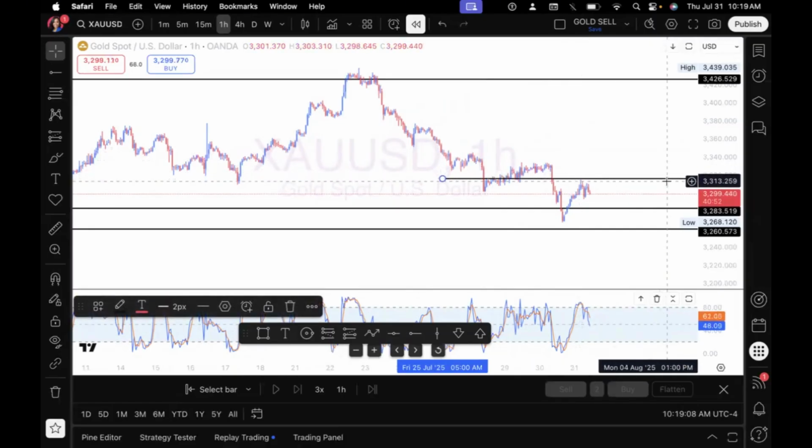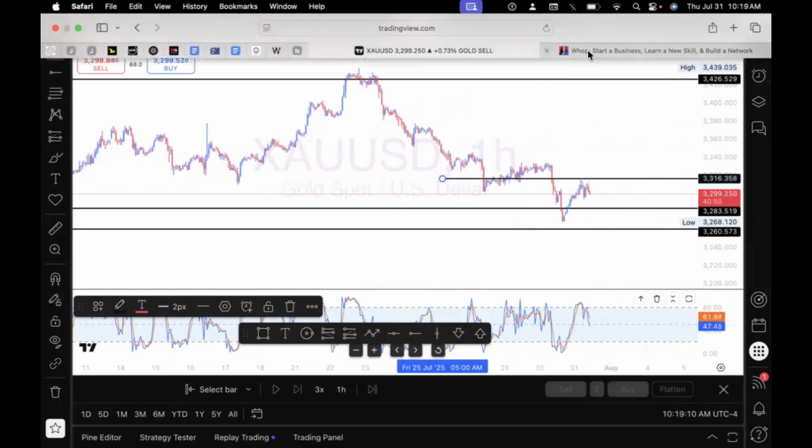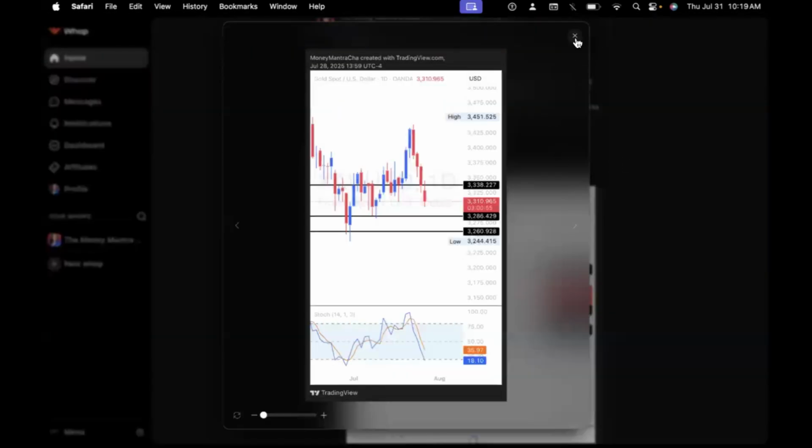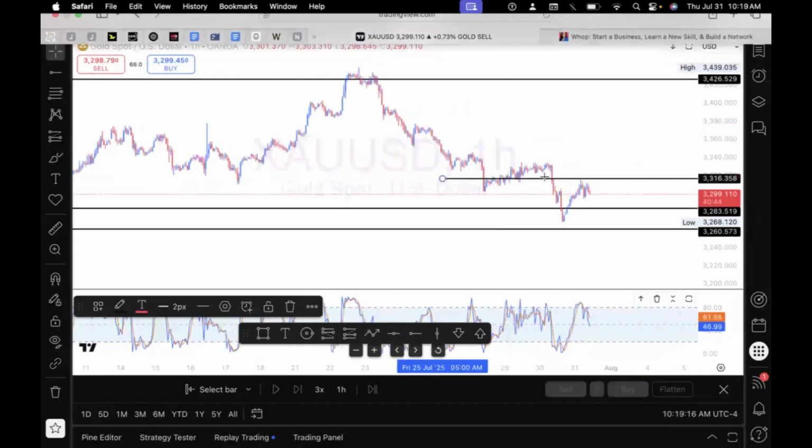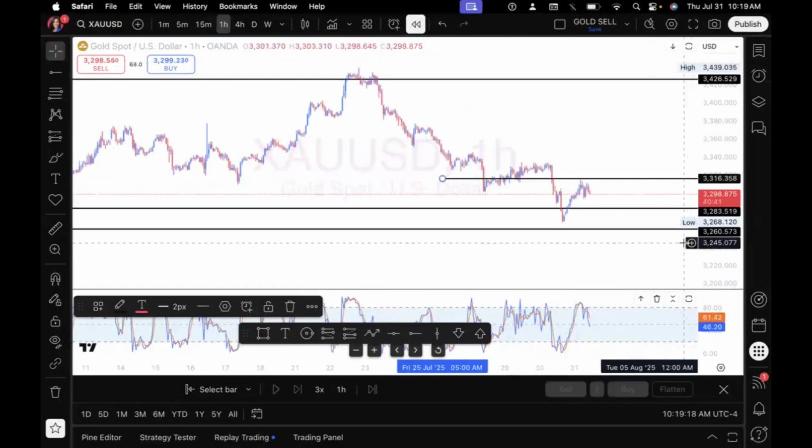So all of the TPs were hit on this trade. If we go back to the original trade idea, we can see that our lowest TP was 3295, and the market actually got down to 3268. So if you would have stayed in this trade even longer, it could have been a more profitable idea.